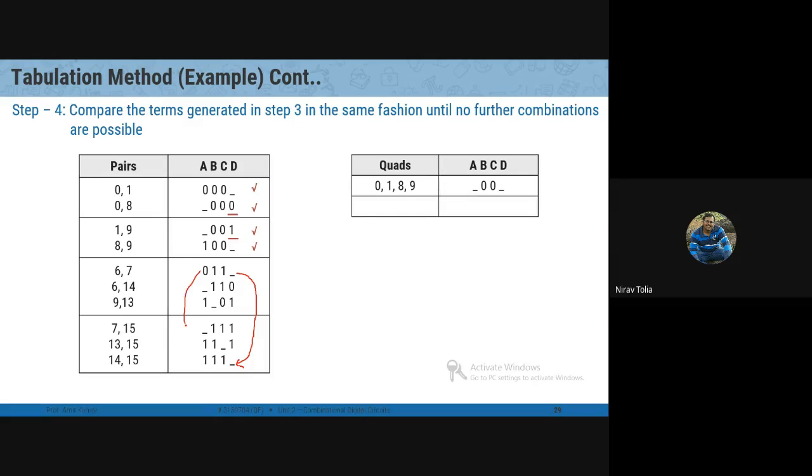So only A is changing from 0 to 1. B and C remain 1, 1. So again there is a possibility of 6, 7, 14, 15. We already have a dash at the last place D, and now A is also changing, so we are also putting a dash there.